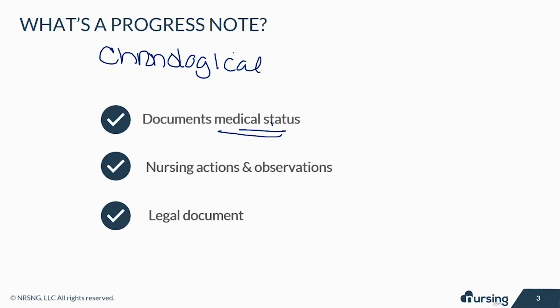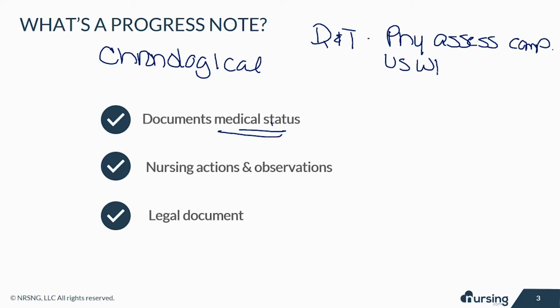For instance, you can write a note after you complete your initial assessment. It may look something like this. You date and time, and you say: physical assessment completed. Vital signs within normal limits. Patient is alert and oriented times three. No complaints of pain at this time. And then you can sign it. If there's anything abnormal about your assessment, it will go here as well, along with any interventions that you may have had.